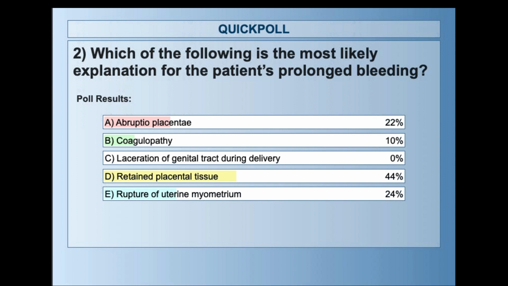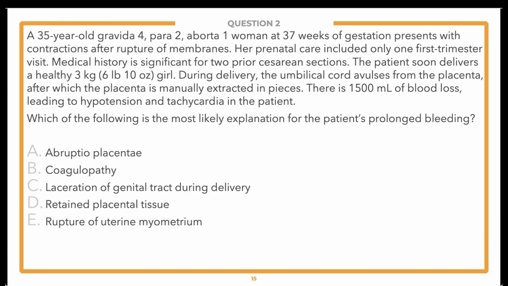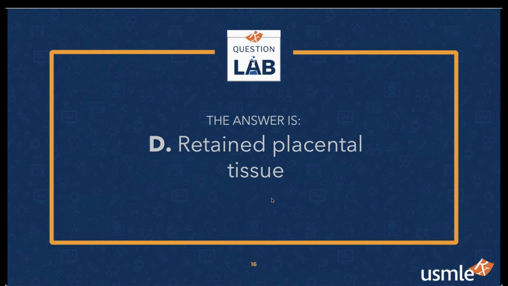So with that, I'm going to hide the results and let us reveal the answer. And the answer is answer choice D, retained placental tissue. So once again, great job. You guys have scored another W here in Question Lab. If you didn't get it right, that's okay. We're going to walk through this one with you.